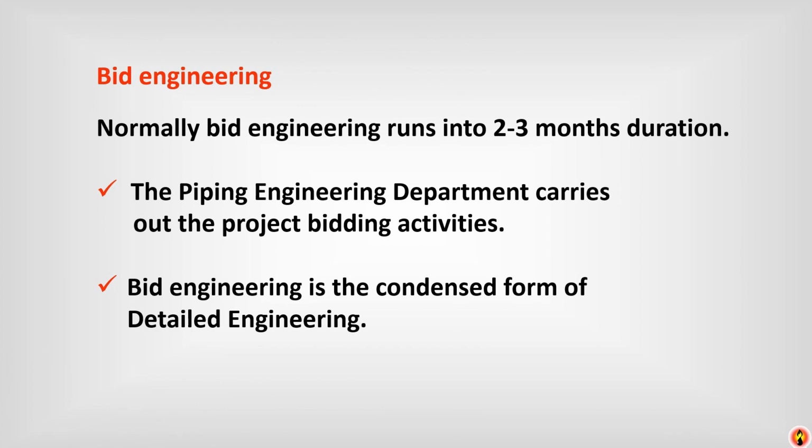Bid engineering. Normally, bid engineering runs into 2 to 3 months duration. The piping engineering department carries out the project bidding activities. Bid engineering is the condensed form of detail engineering.